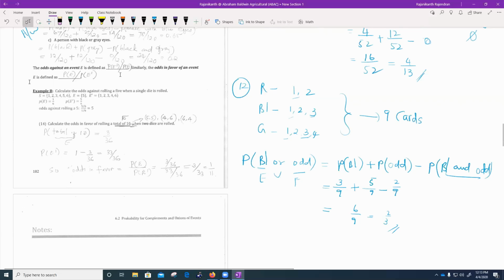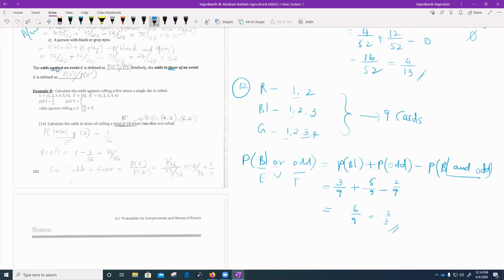Now let's move to the last definition we have in this section. This is finding the odds against an event E. The odds against an event E is given simply by the ratio of the probabilities of E prime and E. If you want to find the odds in favor, you just flip this fraction. Then you will get P(E) over P(E prime). If it is against an event E, put the complement first. If it is in favor of your event E, then put that event first. Favor is first and odd is second.